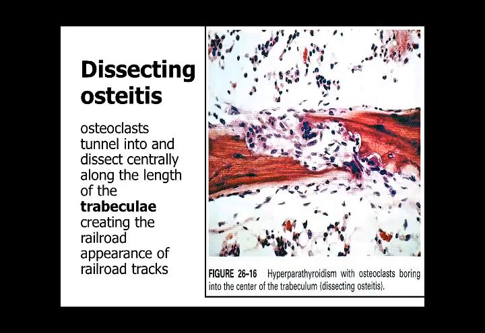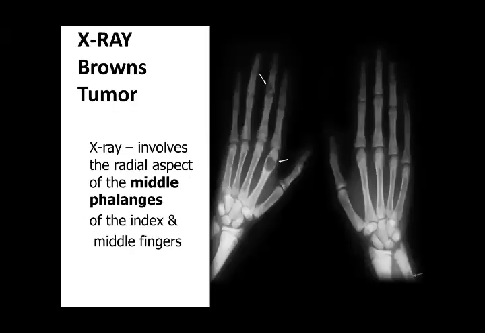Dissecting osteitis, another term. Look at the bone broken in pieces, and there is a tract inside. This is dissecting osteitis. Osteoclasts tunnel into the bone; clast means breaking, so they break the bone. Osteoclasts tunnel into and dissect centrally along the length of the trabeculae, creating a railroad track appearance. So it has created a way, a railroad track.